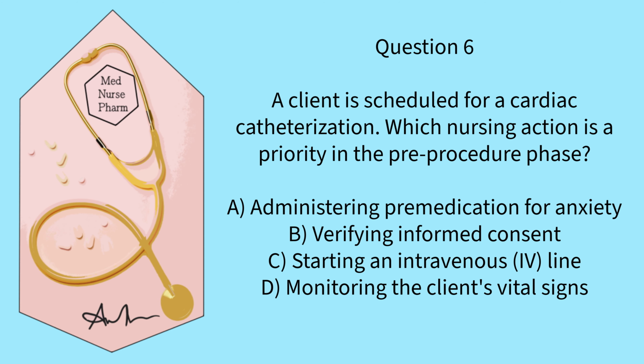Question 6. A client is scheduled for a cardiac catheterization. Which nursing action is a priority in the pre-procedure phase? Administering pre-medication for anxiety, verifying informed consent, starting an IV, monitoring the client's vital signs. Pause the video and select your answer.